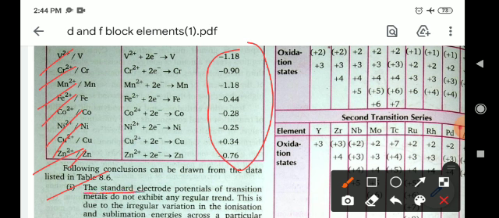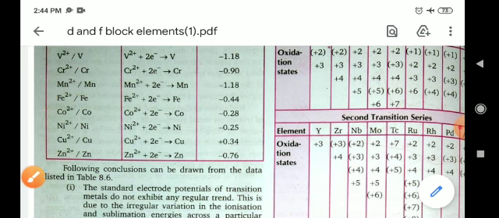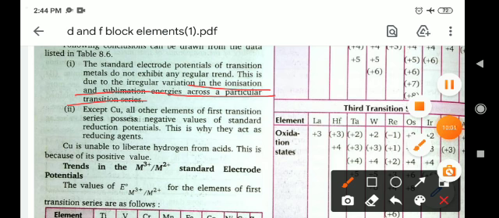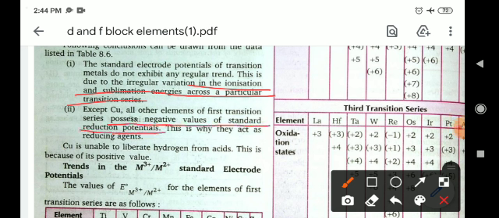The standard electrode potentials of transition metals do not exhibit any regular trend, and this is due to the irregular variation in the ionization and sublimation energies across a particular transition series. Except copper, all other elements of the first transition series possess negative values of standard reduction potential. This is why they act as reducing agents.